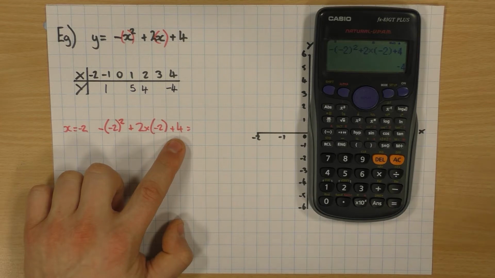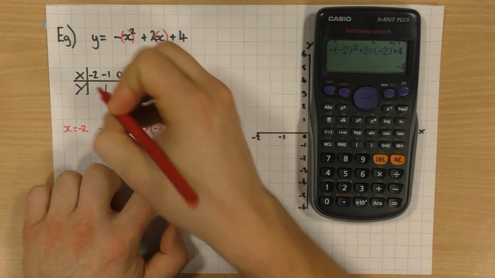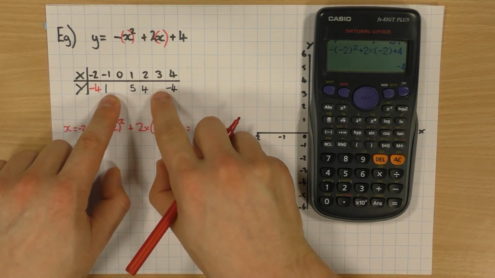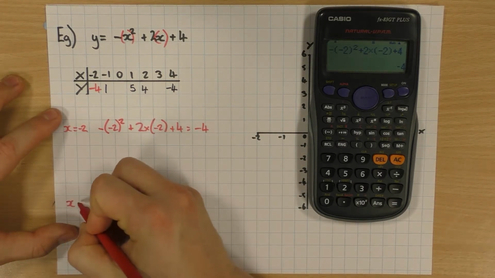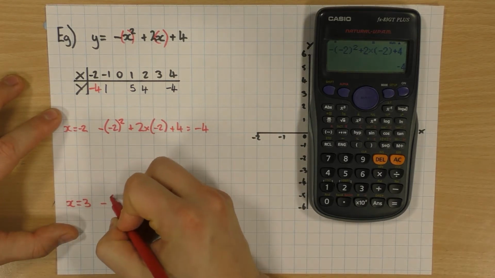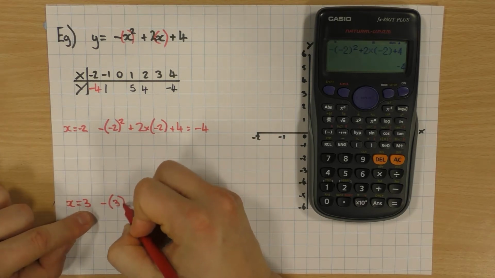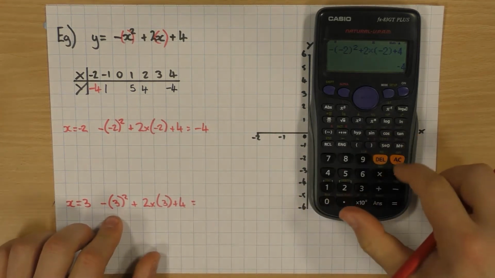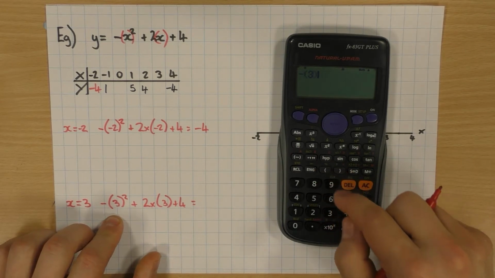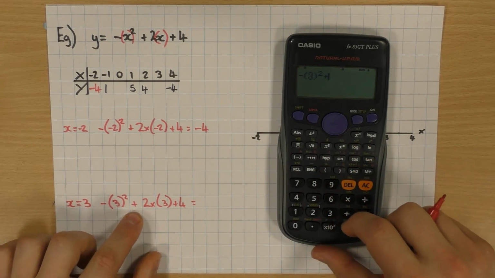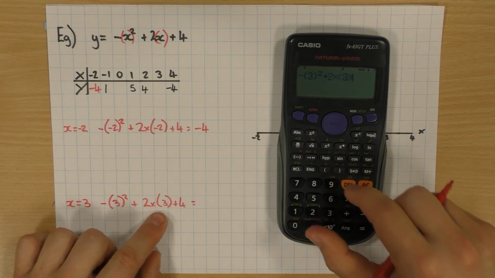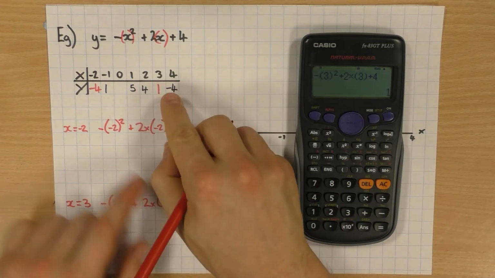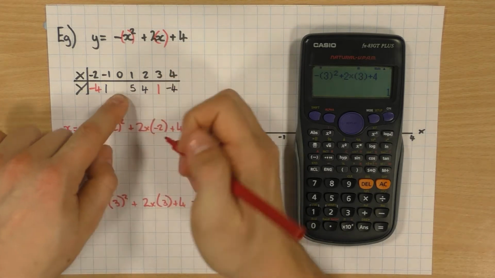Yeah, minus 4. Okay, so that's minus 4. So there we go, look, there's my pattern. Minus 4, minus 4. I'm going to guess that that's going to be a 1. Let's have a look. Minus, and then x is 3 this time, so 3 squared plus 2 times, in brackets, 3 plus 4. Yep, as we thought, 1. Okay, because it's going in, and then that's a 4, so I'm going to assume that's a 4, but always double check it.